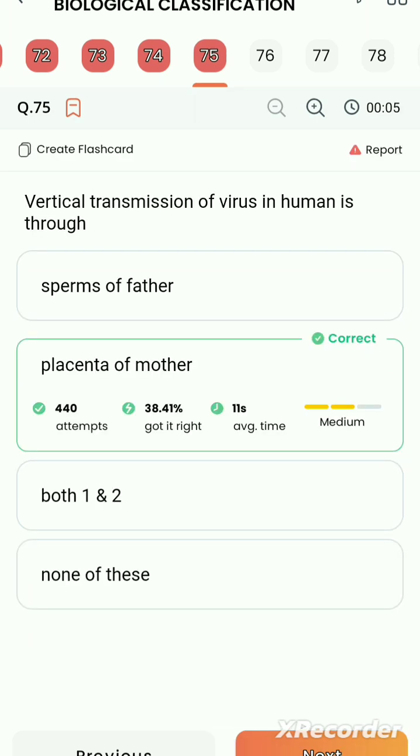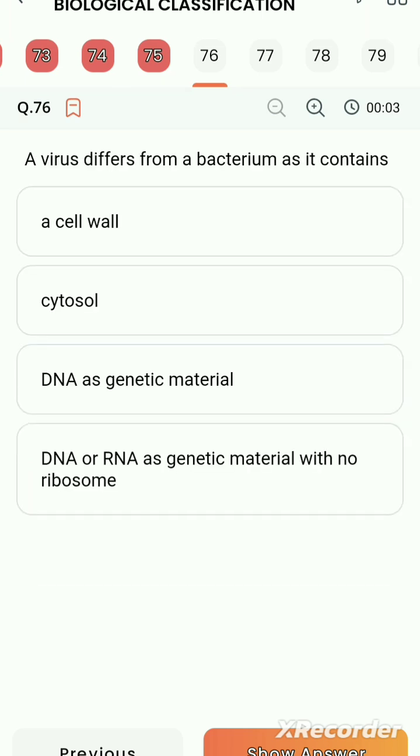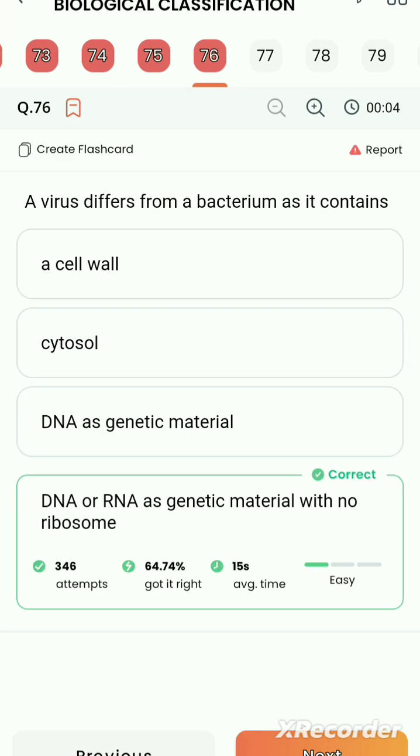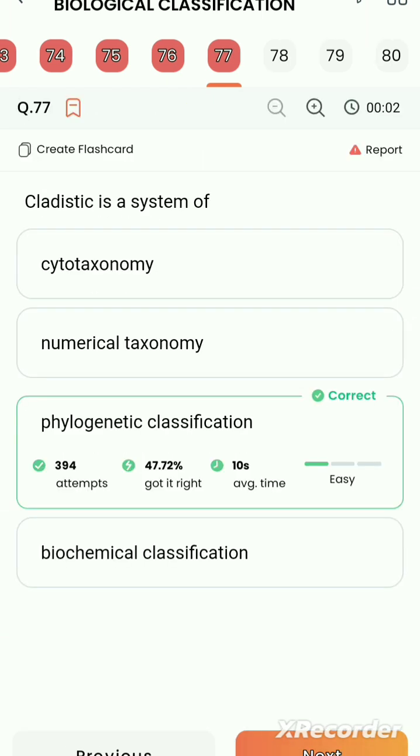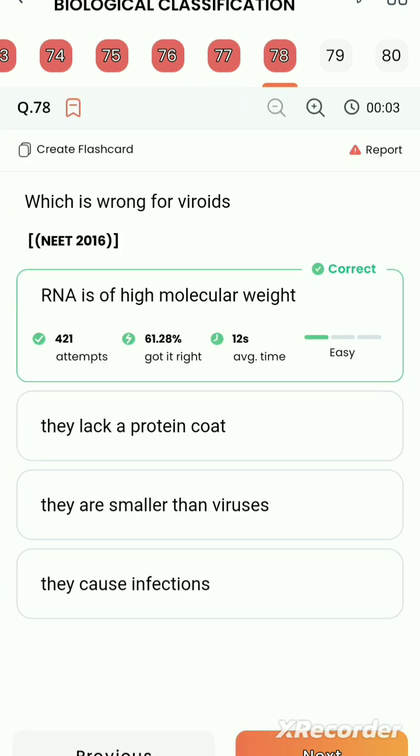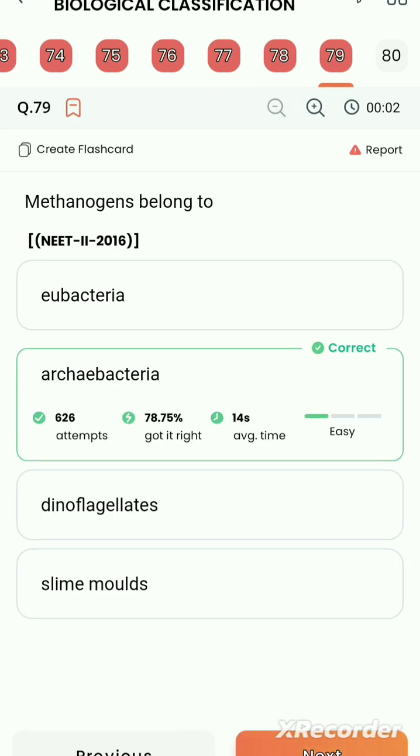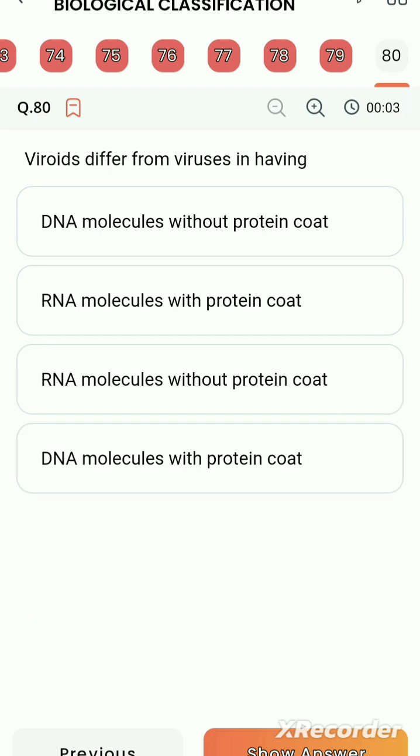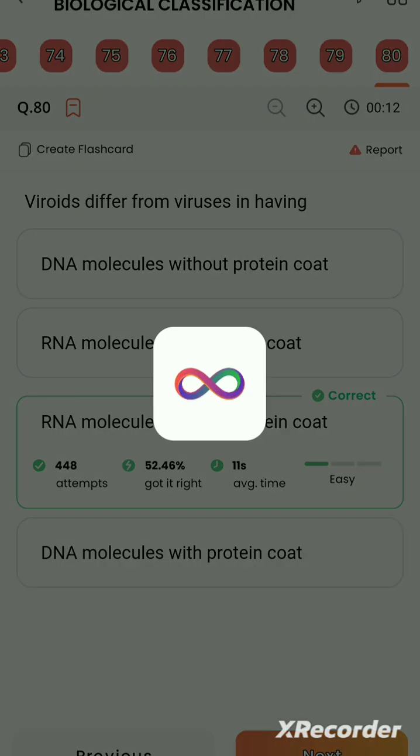Vertical transmission of virus in human is through the placenta of mother. Virus differs from bacteria as it contains DNA or RNA as genetic material with no ribosomes. Cladistics is a system of phylogenetic classification. Which is wrong for viroids? That is, RNA of high molecular weight is wrong. Methanogens belong to archaebacteria. Archaebacteria also include others like thermophiles, thermophilic bacteria, acidophilic bacteria, like that. Viroids differ from viruses in having RNA molecule without protein coat.